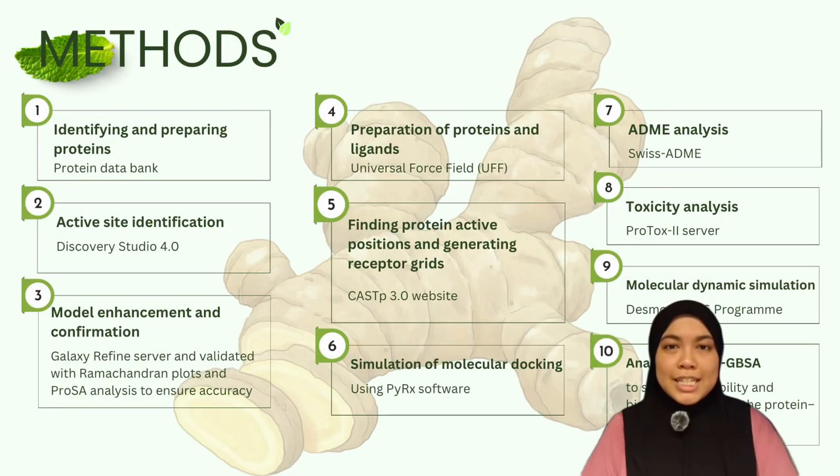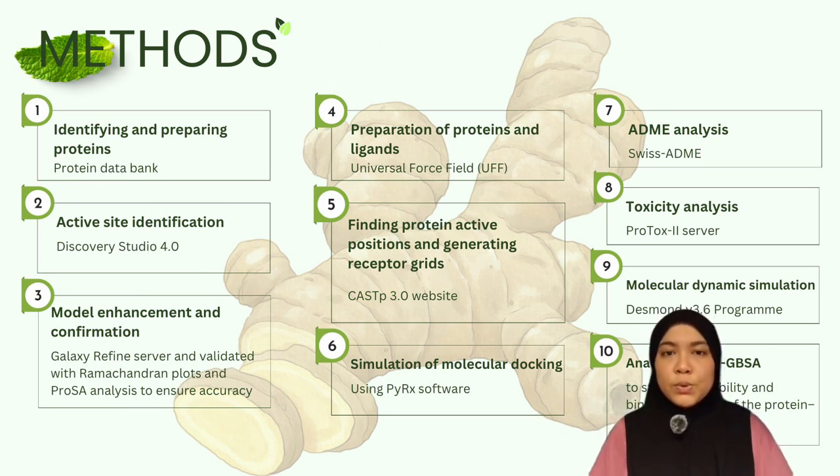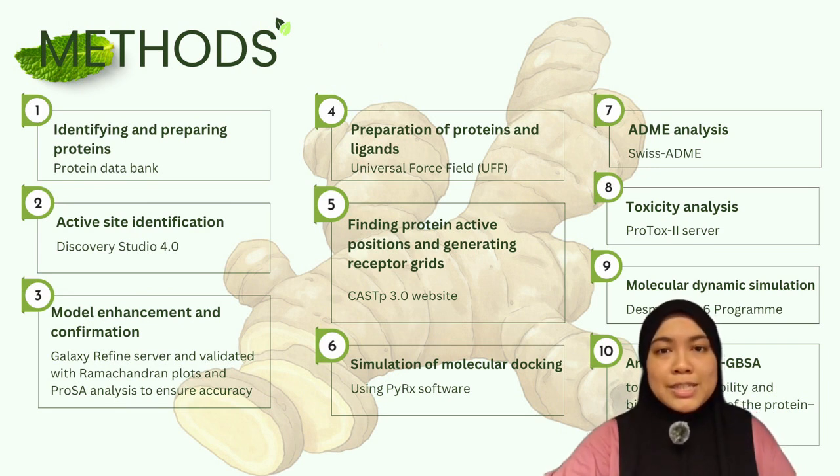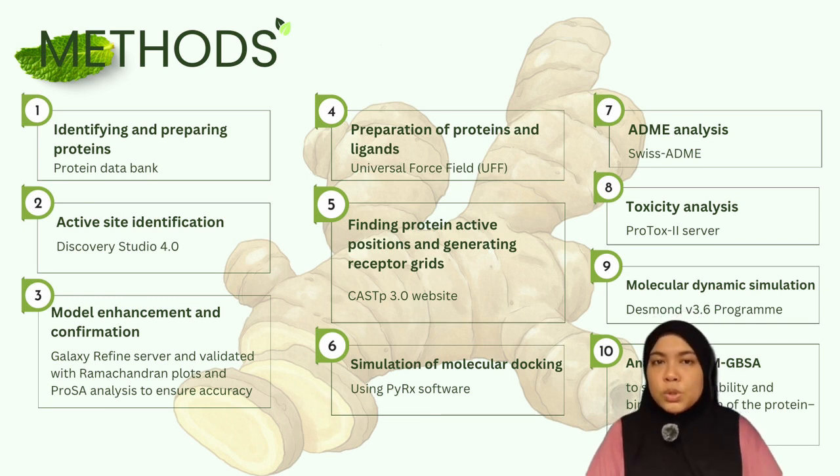So thank you. In this study, the protein targets related to ginger soft rot were obtained from the Protein Data Bank and prepared using Discovery Studio 4.0 by removing water molecules, ligands, and heteroatoms. The active sites of these proteins were identified using the receptor cavity method in Discovery Studio. The protein structure was then refined using the GalaxyRefine server and validated with Ramachandran plots and ProSA analysis to ensure accuracy. For visualization, PyMOL software was used.